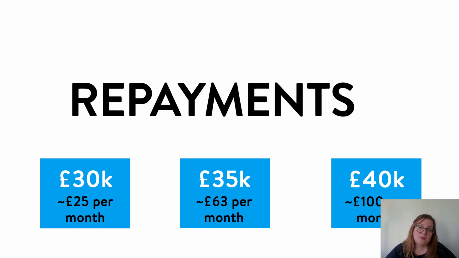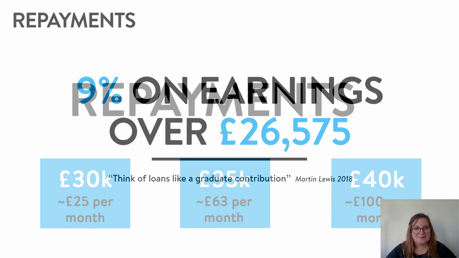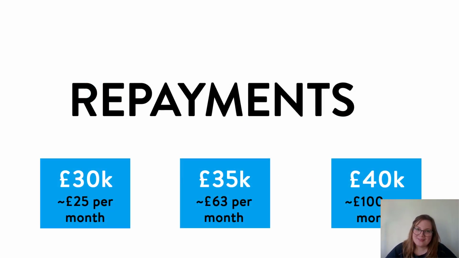If at any time you fall below that threshold of £26,575, yes, I am right. If you fall below that threshold, then you will stop making repayments. So if, for example, you get made redundant, go on maternity leave, or take a career break to go back into education, your repayments will stop and they will only start again once you're back over that threshold. So then your repayments will restart towards the 30 years.